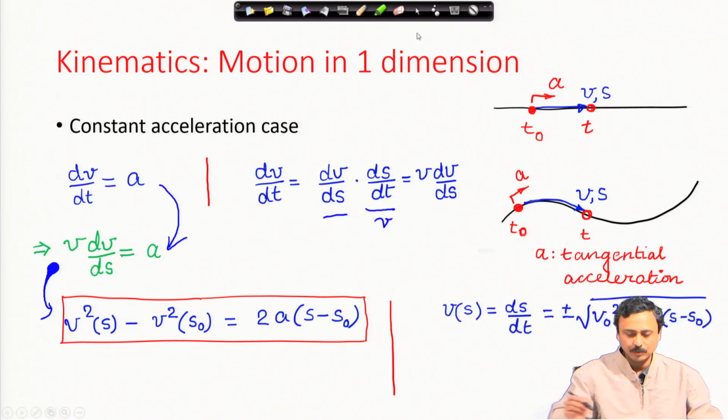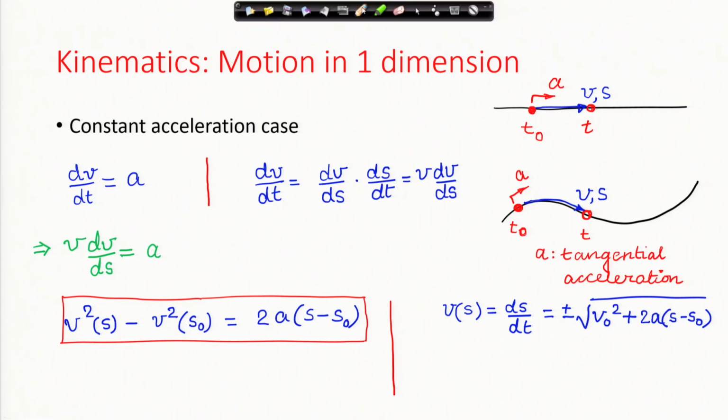Now the velocity that we obtain from here, I can find out that expression by bringing this on the right hand side, which I have done here, and taking the square root. Velocity is equal to ds/dt, the time rate of change of the displacement or distance travelled.